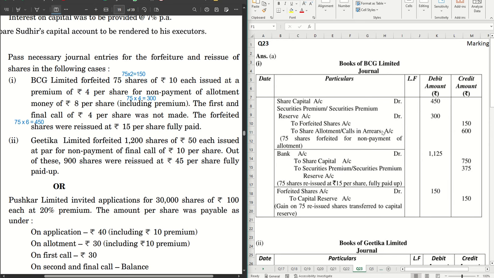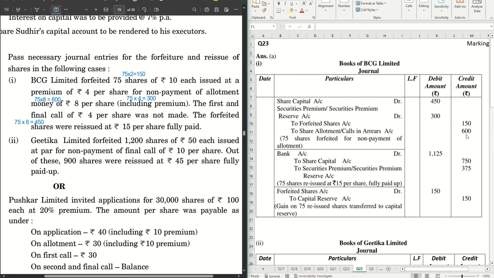To share allotment in some cases and to calls in arrears. There are different ways of doing it. Don't be confused. Both are correct. So either you can write to share allotment account or to calls in arrears account. Better preferred way is calls in arrears. This is the amount which is not received. So how much you have not received? Clearly, you have not received the premium 4 rupees, and you have not received the allotment money as well. We will not take the final call because that money is not called up yet. So 8 rupees has not been received. 75 into 8, that gives you 600, which is the money which is not received.